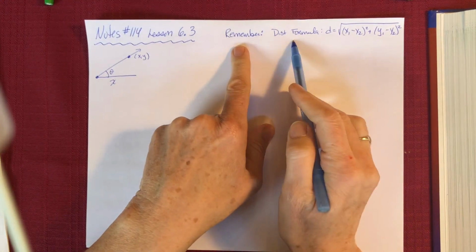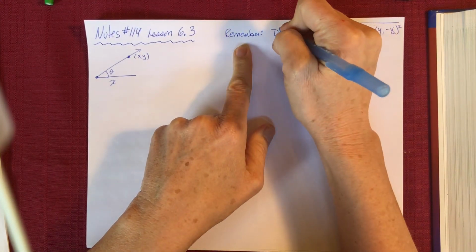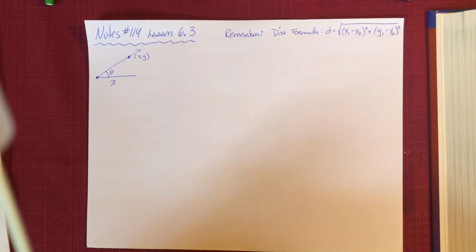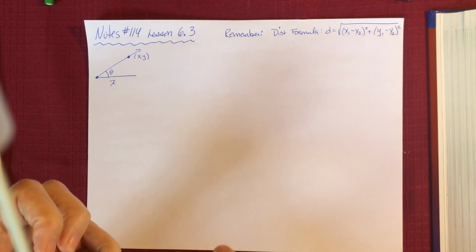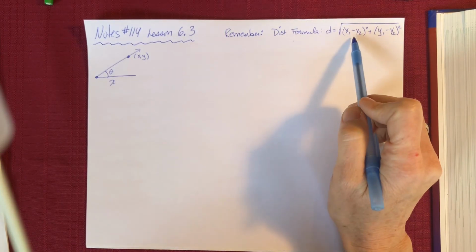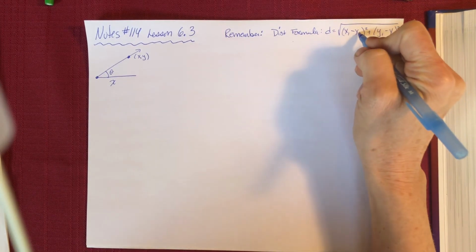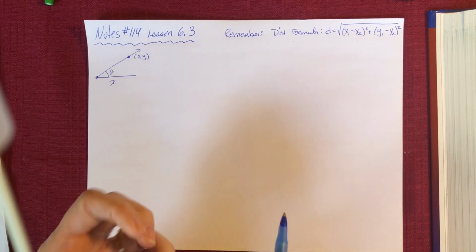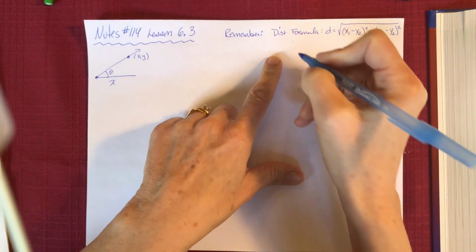I want you to think about your distance formula. We're going to use our distance formula today. Remember, to find the distance between 2 points, x1, y1 and x2, y2, we take the difference of the x's and square them, and we find the difference of the y's and square them. Now think about it: if one of your coordinates is 0, 0, if it's going to go through the origin.